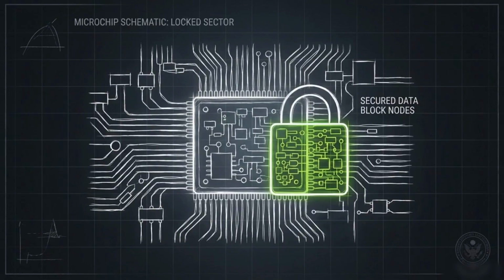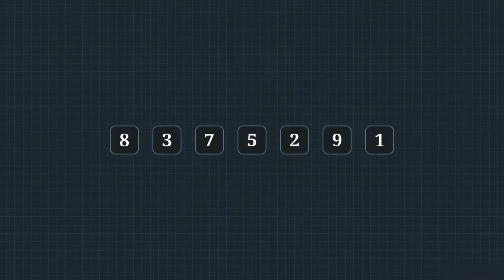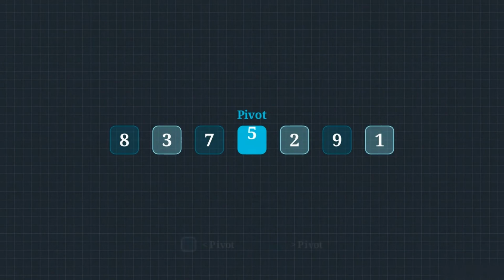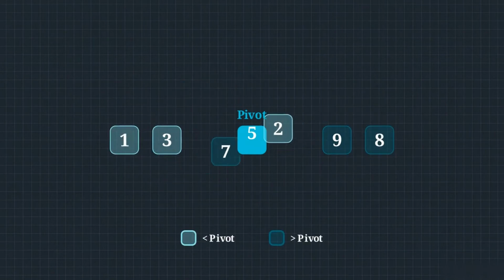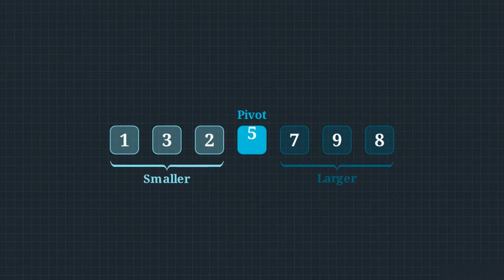Quicksort provides an alternative. It is the primary choice for memory-constrained systems because it is designed to sort data strictly in place. Instead of splitting the array down the middle, quicksort centers its logic on a single element called the pivot. The algorithm partitions the remaining data around this pivot, shifting smaller values to the left and larger values to the right through a series of internal swaps.